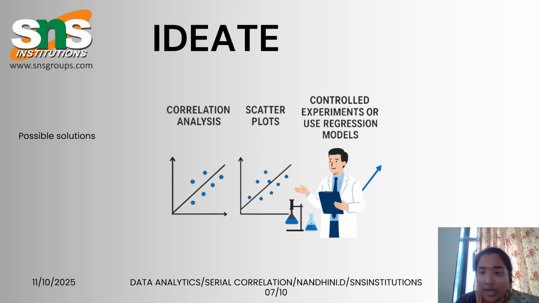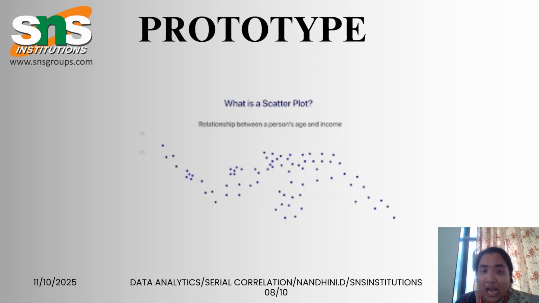Next is the prototype phase. In the prototype, we calculate Pearson's correlation coefficient in Excel or Python. Then we visualize the relationship using scatter plots with a trend line. Third, we compare the insights with Spearman's rank correlation and check the non-linear trend.